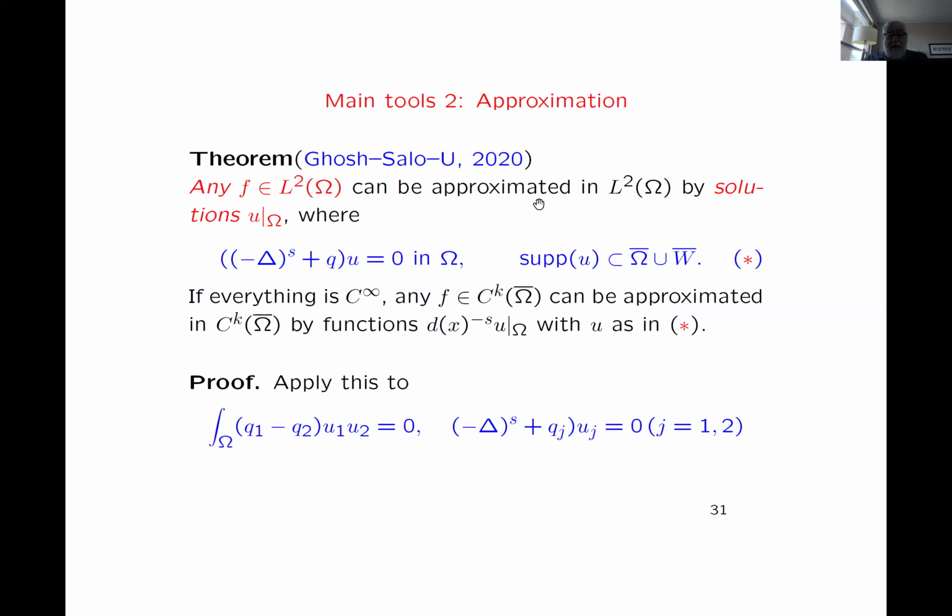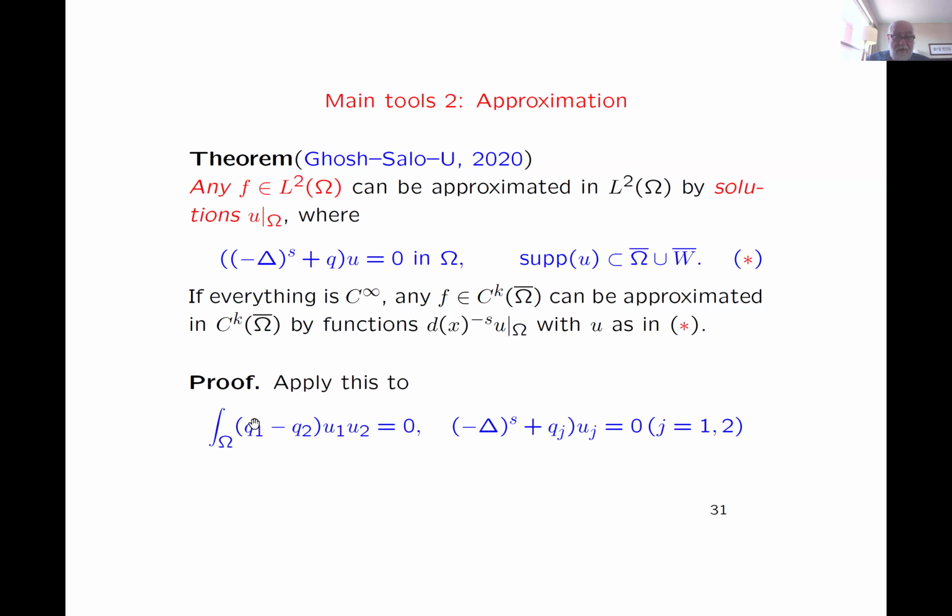And so we use this to prove the following approximation result, which is the Runge approximation. Any function in L2 can be approximated by solutions, restricted to omega, of the fractional Laplacian. Okay, we can do also this infinity case. You can also do the C^k case, but let's do this infinity case.